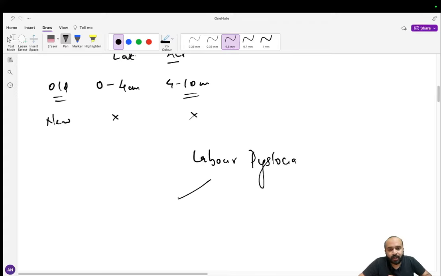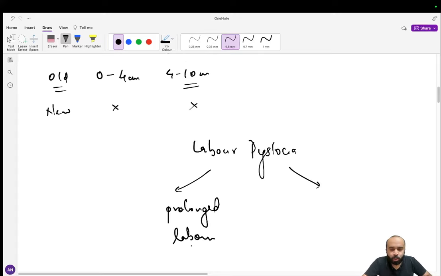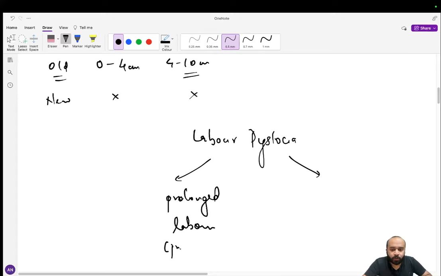This dystocia can be of two types. It can either be prolonged labor, or what we also call the protracted labor. The official word is protracted labor. Or there can be a completely halted progression, what we also call arrest of labor.